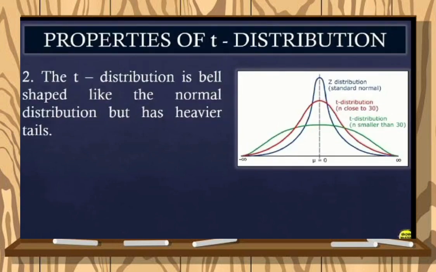So, this is the second. The T distribution is bell-shaped like the normal distribution but has heavier tails. It is the same as the normal distribution in that it is a bell curve. The curve of the T distribution is just lower compared to the normal distribution.